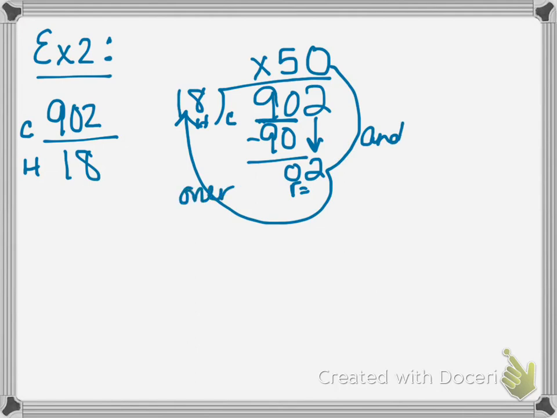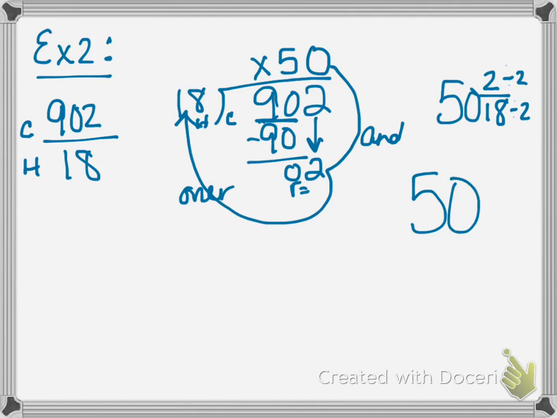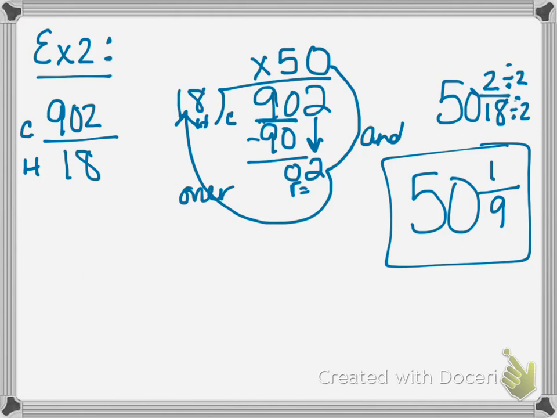Well, let's see what that looks like. 50 and 2 over 18. Well, 2 over 18, those are both even numbers, so we can simplify this or reduce it by 2. So now it becomes 50, 2 goes into 2, 1 time, 2 goes into 18, 9 times. So we can write this as 50 and 1/9.